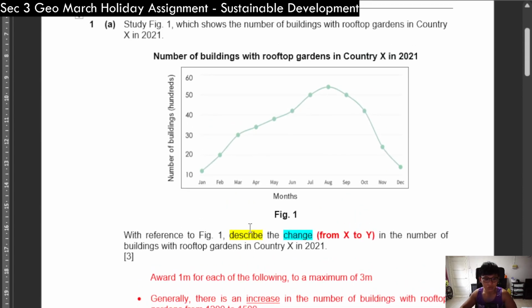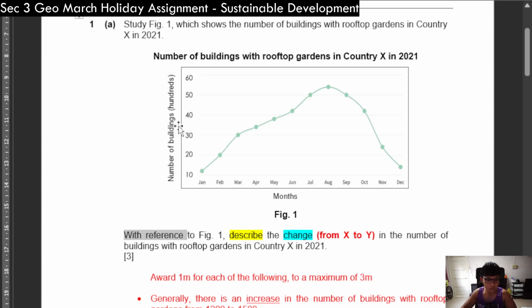Alright, so for the first question, it's a very simple line graph description. So line graphs are always related to time and in particular the changes over time. So in this case over here, we give you a graph on the number of buildings with rooftop gardens in country X in the year 2021. Alright, so the question is asking you with reference to figure 1.